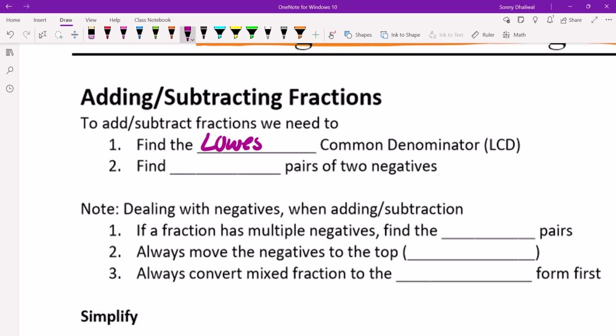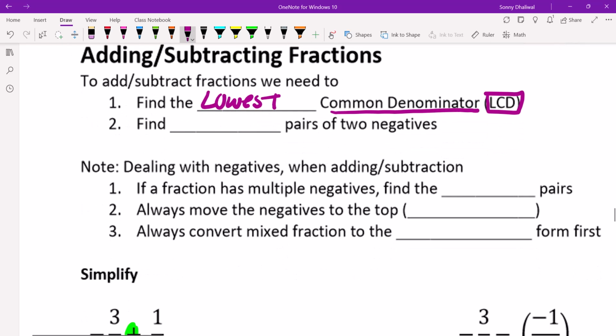lowest common denominator, or LCD, okay? So that needs to be the same, right? We need to make sure they're out of the same amount of parts before we can add them, right? We like to make the denominator the smallest as possible, but any common denominator will work, and we talked about that in the past, okay?